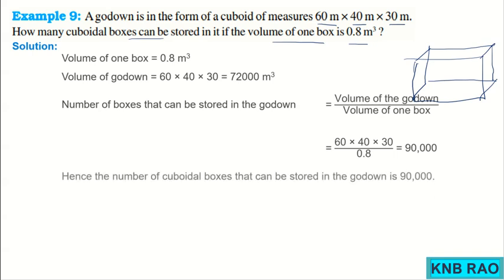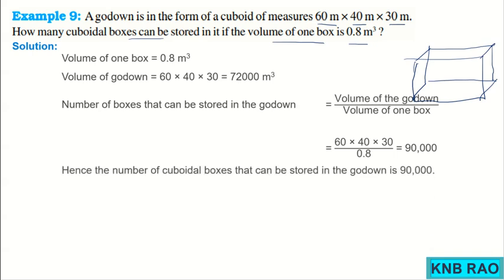We will write the conclusion now. These are the working steps. Moving on to another example, example number 10.